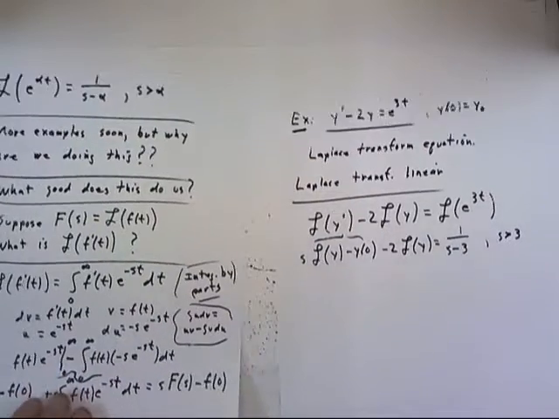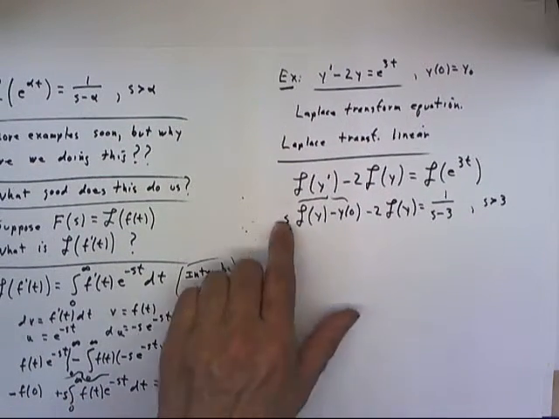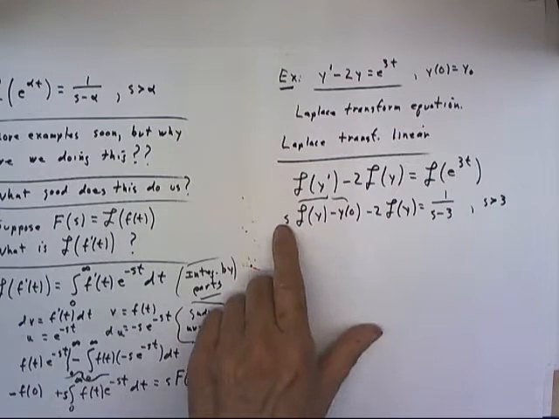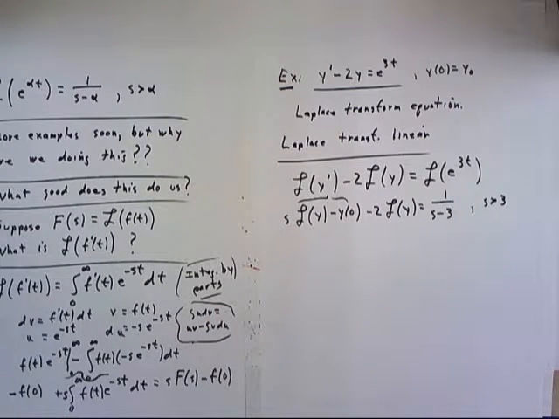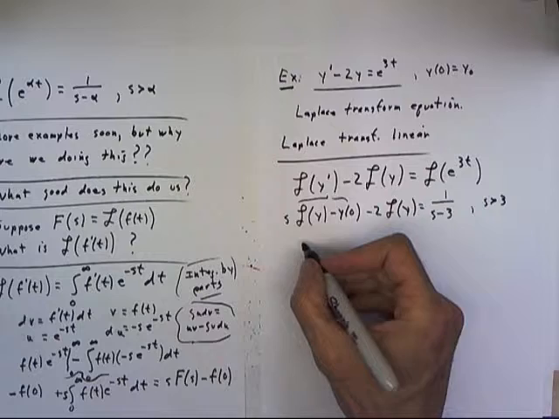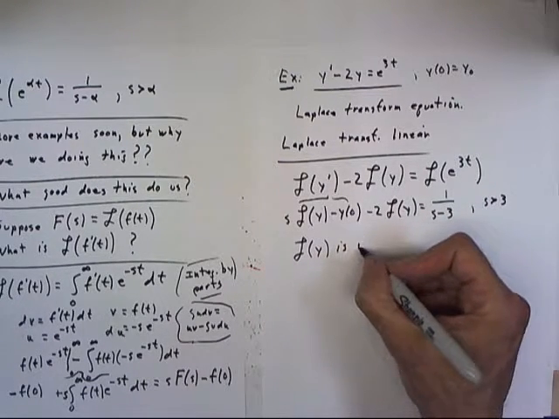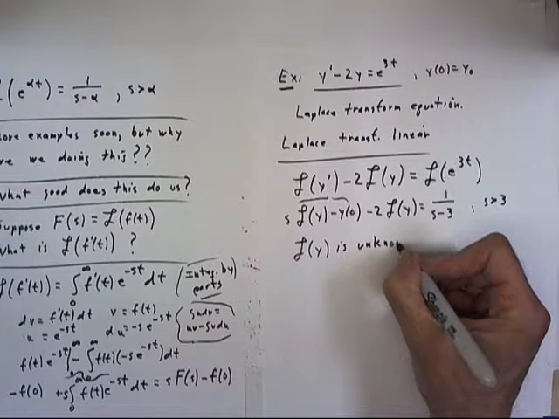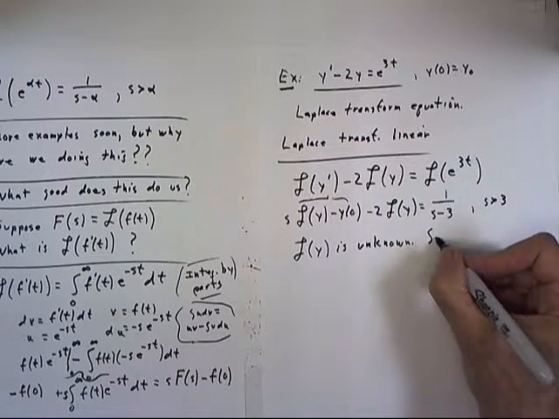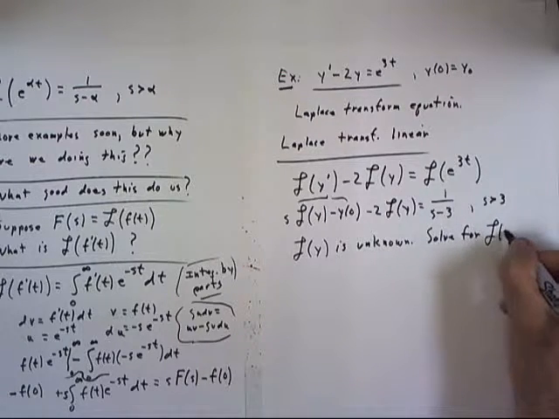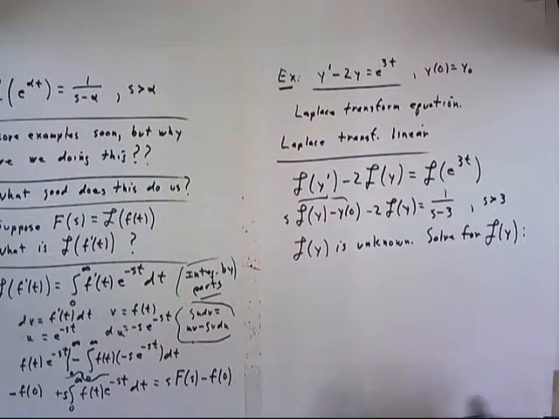So now we have, it might not look like it to you, but this is just an algebraic equation. The only unknown in this equation, s is just a parameter. The only unknown in this equation is our unknown. So let's solve for the Laplace transform of y.